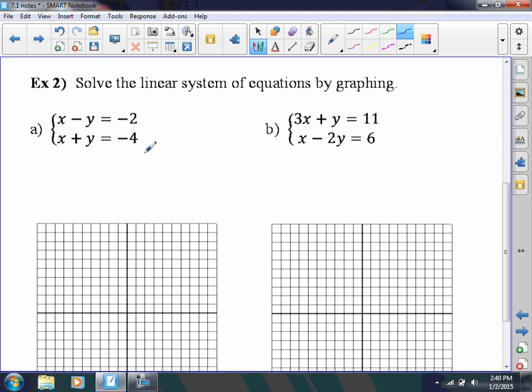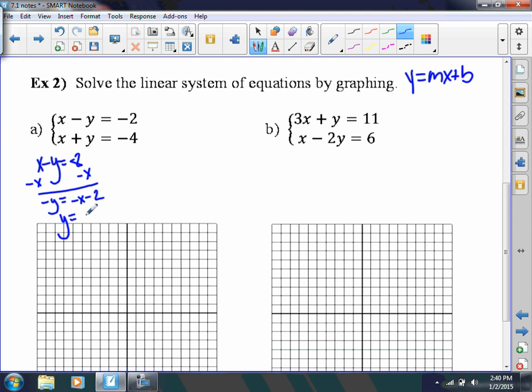So for my first equation, I have x minus y equals negative 2. I'm going to subtract the x over to the other side. So I get negative y equals negative x minus 2. Remember, I want to put the x first so that it's in slope-intercept form, y equals mx plus b. And then I have to divide by the negative 1.